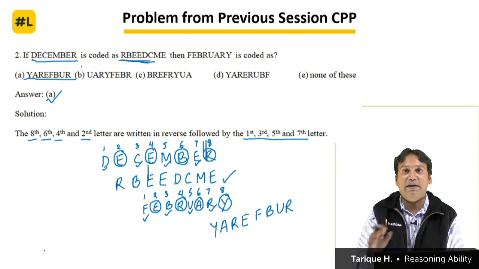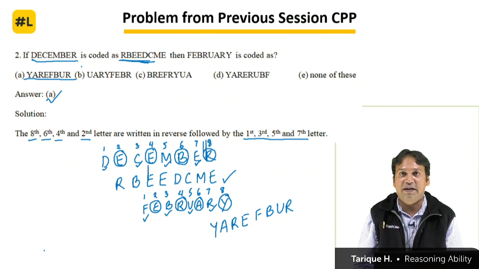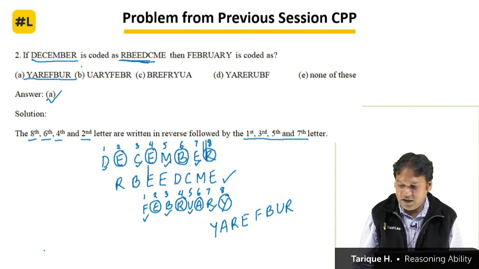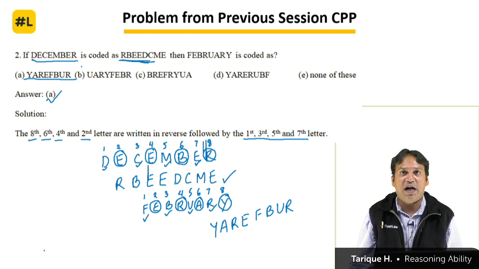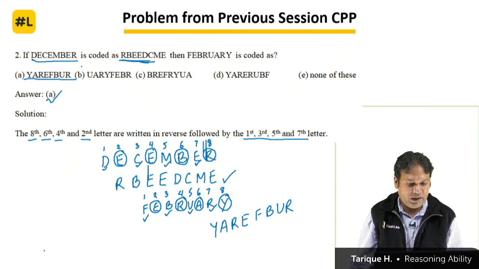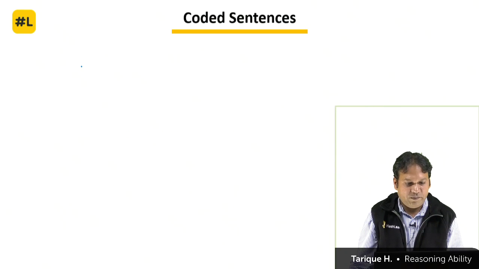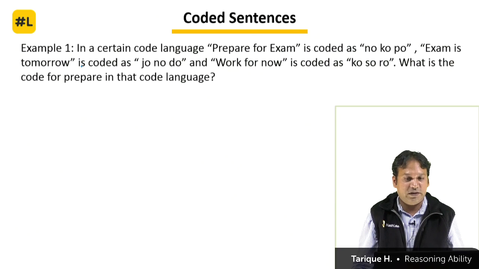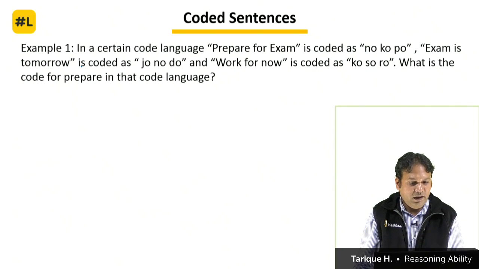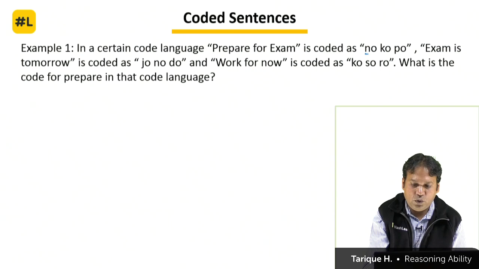So we will look at all the difficulty levels starting from the basic, move towards the average and then go towards the advanced difficulty level. So let us begin the session on coded sentences. I will start with a simple question. Let us look at this question on the screen. In a certain code language, prepare for exam is coded as no co po.